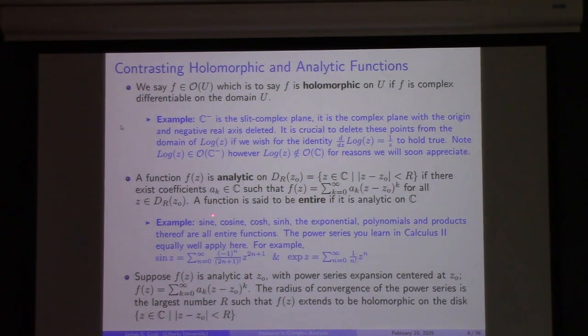well, there's lots of examples. Sine, cosine, cosh, sinh, the exponential, polynomials, products thereof. These are all entire functions. For example, sine z, what's the power series that defines it? Well, guess what? You already know it. Or don't remember it from Calculus 2, depending on who you are. But maybe you do. So this is the usual Maclaurin series for sine. It's still true when you put in a complex z.